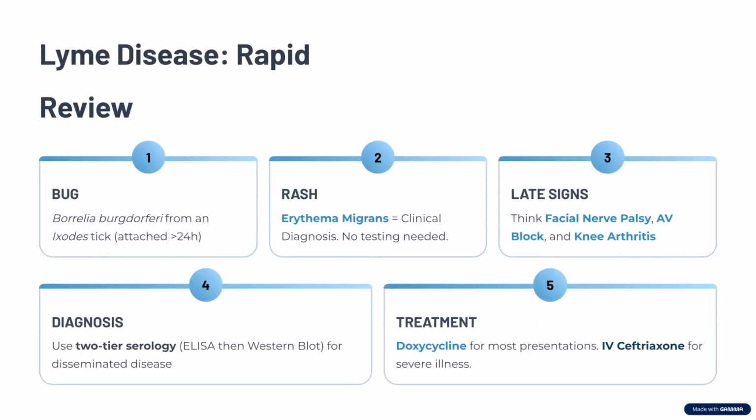All right, that brings us to the end of this rapid review. To summarize the key points for Lyme disease, remember it's caused by the spirochete Borrelia burgdorferi, transmitted by a tiny Ixodes tick that must be attached for more than a day. If you see that classic bullseye rash, erythema migrans, your job is simple. Make the clinical diagnosis and start treatment right away without waiting for tests. For later disseminated manifestations, the classic triad to remember is a facial nerve palsy, an unexplained AV block, and a swollen knee from monoarticular arthritis.